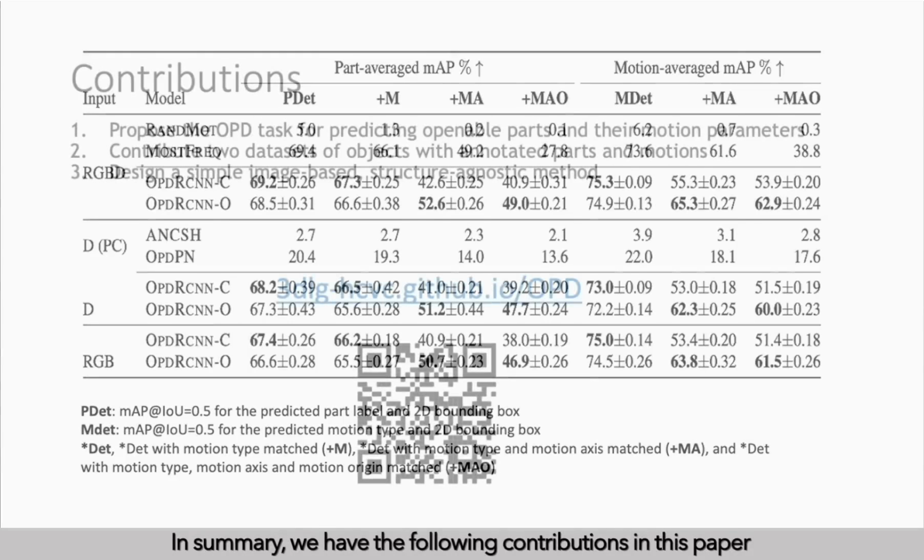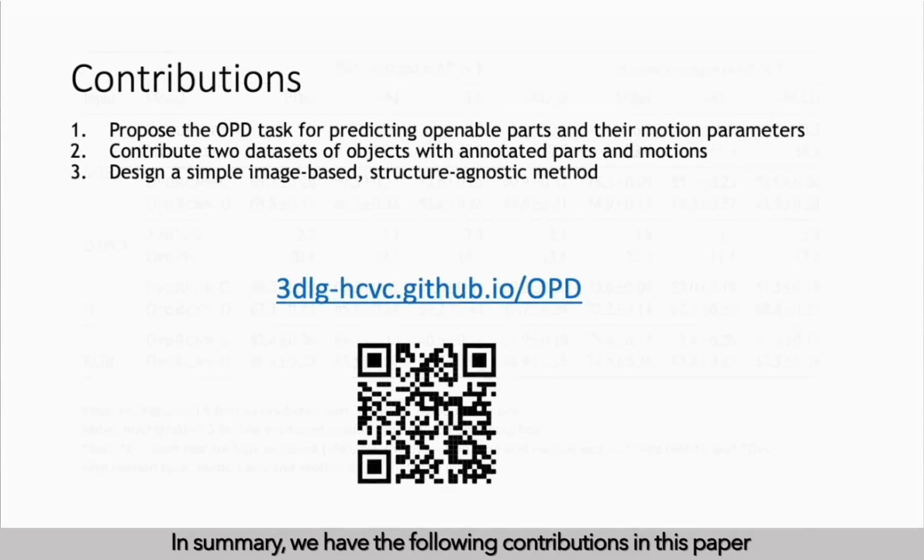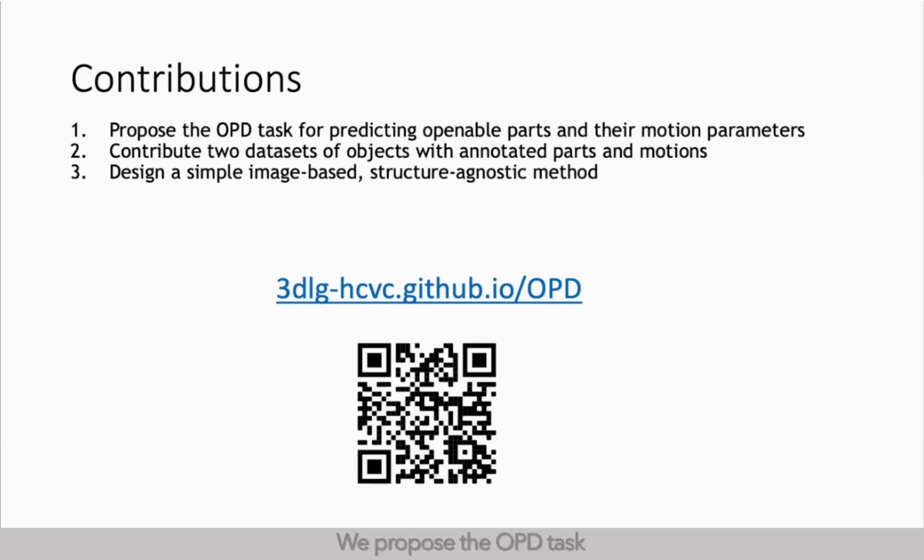In summary, we have the following contributions in this paper. We propose the OPD task for predicting openable parts and their motion parameters. We contribute two datasets of objects with annotated parts and motions. We design a simple image-based structure-agnostic method.